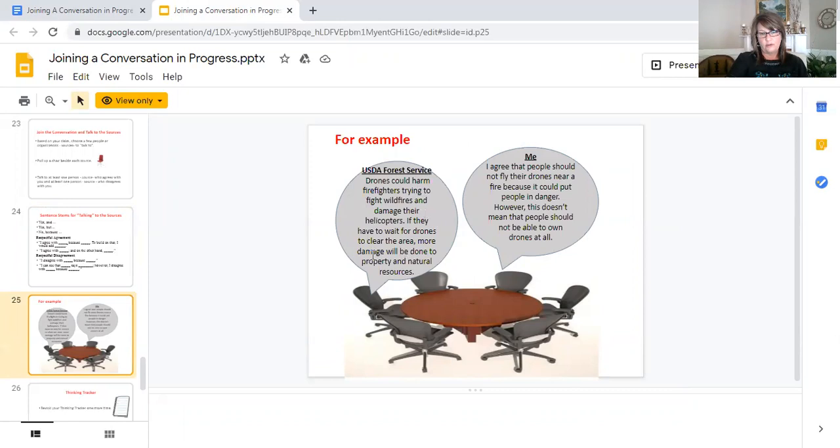The USDA Forest Service, we all know what they said. And so here's something I would say to the USDA Forest Service when I pull my chair up beside them. I agree that people should not fly their drones near a fire because it could put people in danger. However, this doesn't mean that people should not be able to own drones at all. Okay. So that type of thinking is yes, but. However, kind of signals that it's a but. Like maybe your stance has some limitations.